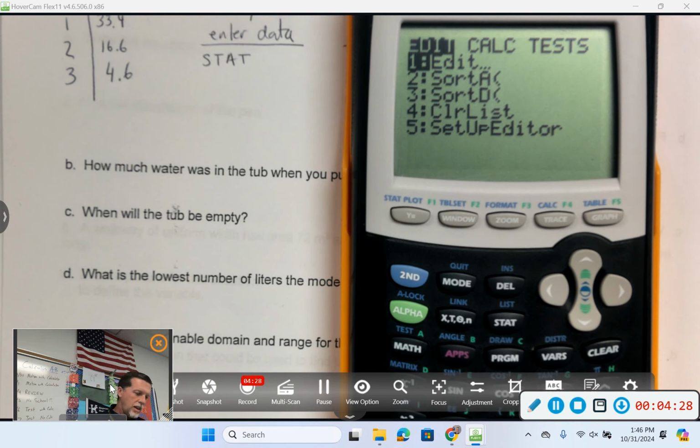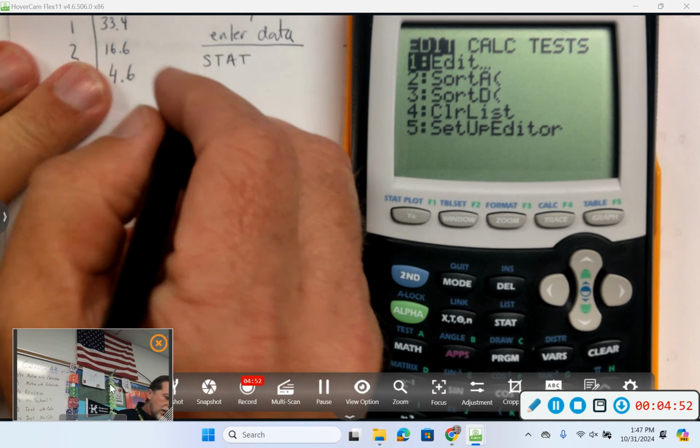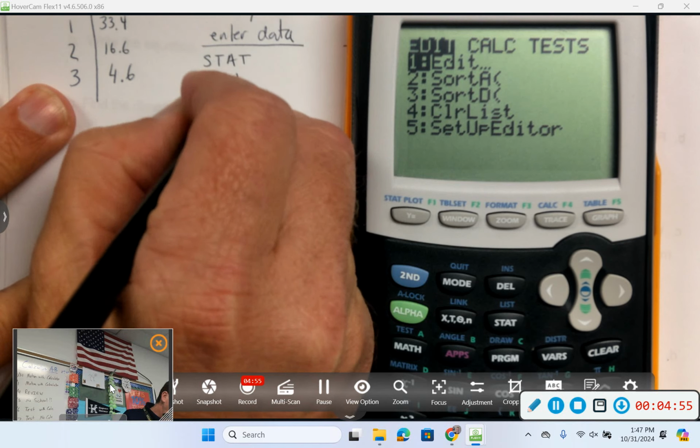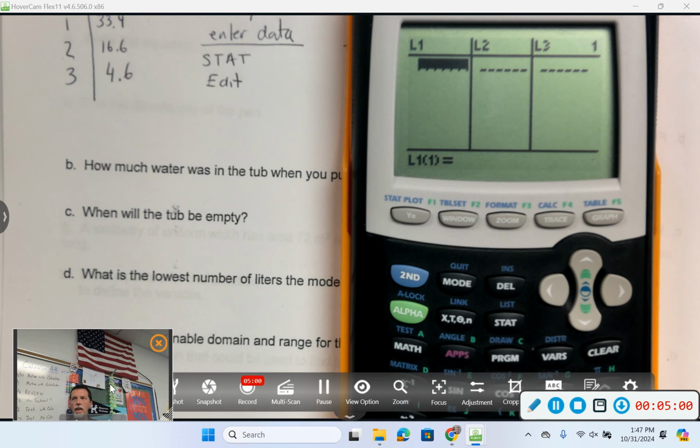Stat. And let's see. I want to put in some numbers. So which of those options do you think would be best for putting in numbers? Even before setup. I don't need to calculate anything yet. I'm definitely not doing any tests yet. I just need to edit the list. So stat, edit.